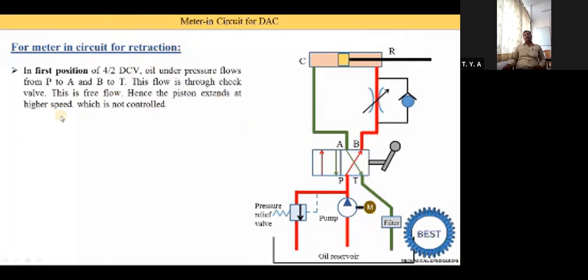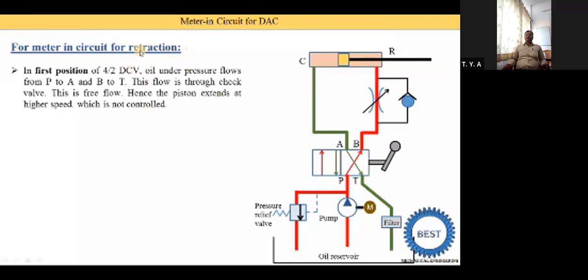Hence the piston extends at a higher speed and this is not controlled. Meaning, in this circuit we are able to control the speed only during the retraction. We are not able to control the speed during the extension. Okay, in the last case, we studied the meter-in circuit for extension.